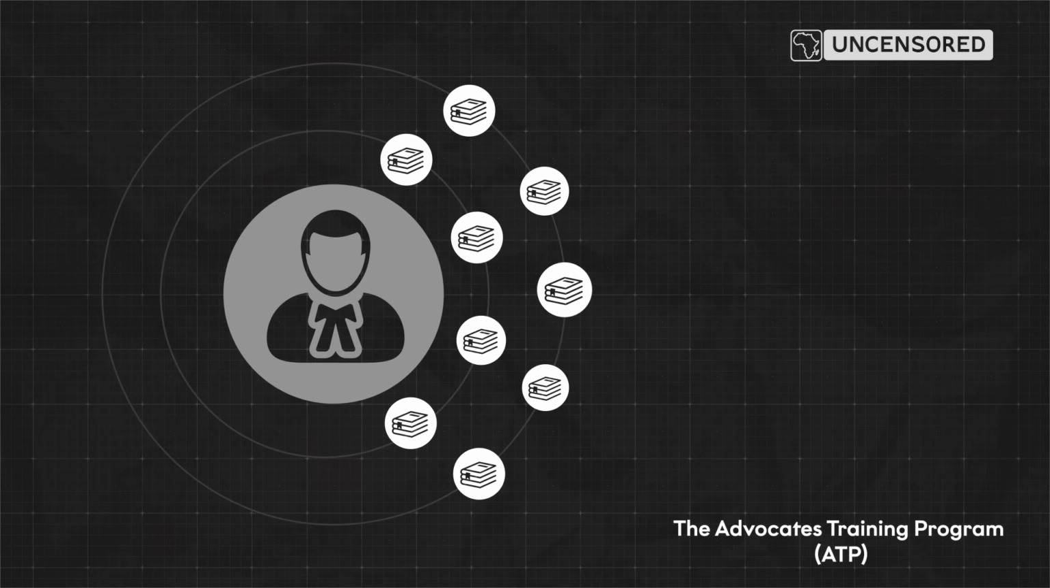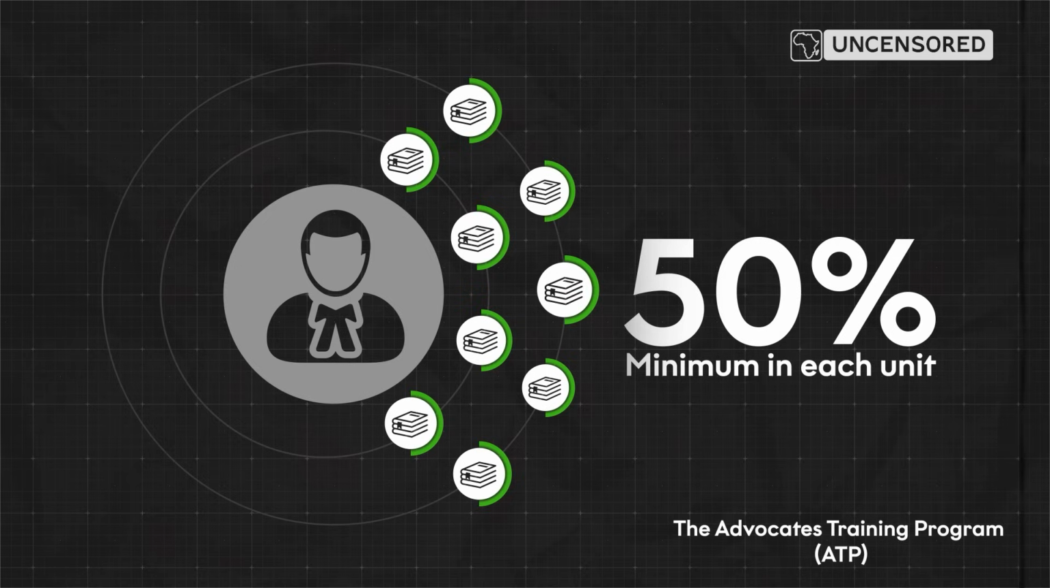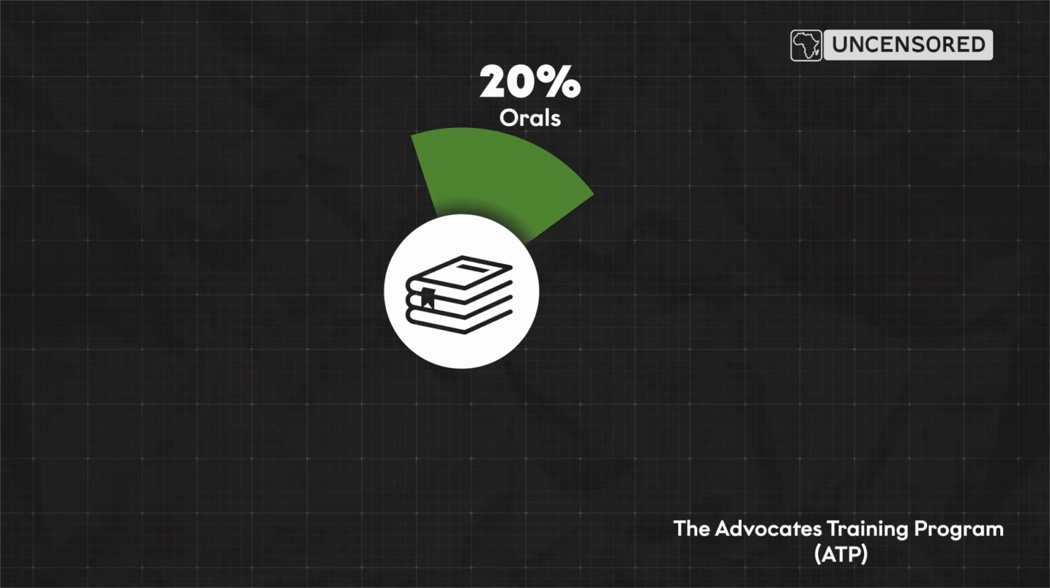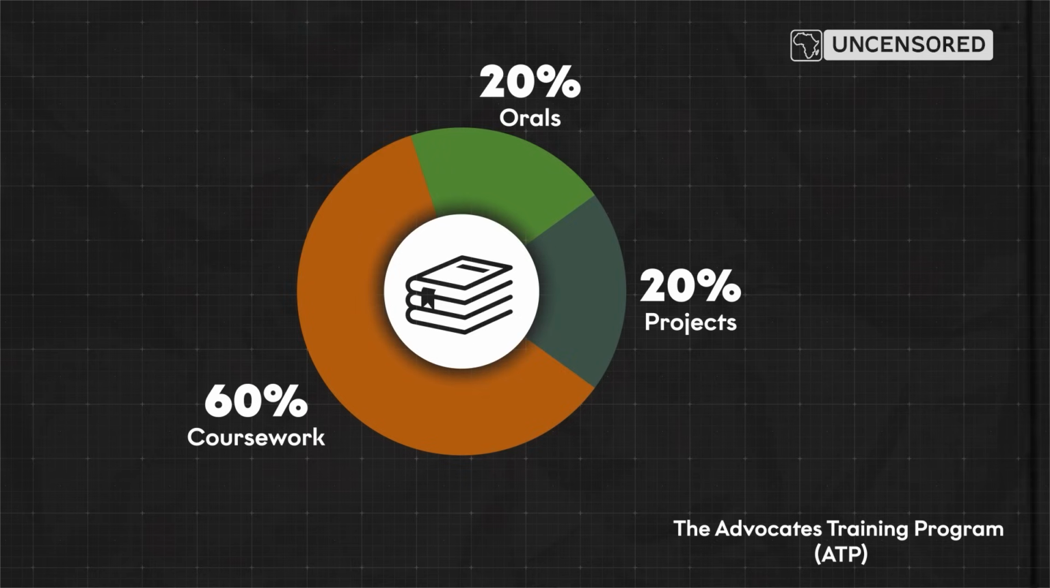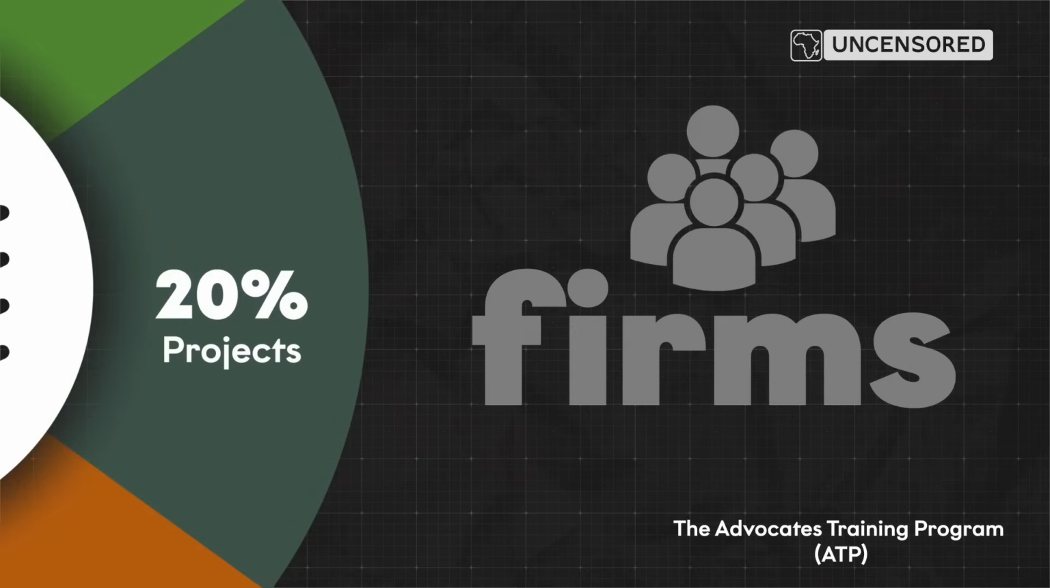The Advocates Training Program tests future advocates in 9 units, requiring a minimum of 50% in each to pass. The assessment comprises oral exams, which account for 20%, another 20% for projects, and coursework, which accounts for the remaining 60%. Unlike university, where projects are limited to one subject, the Advocates Training Program requires students to complete projects for all 9 units. For these projects, students are grouped into teams referred to as firms to collaborate on their submissions to achieve the 20% allocated to project work.